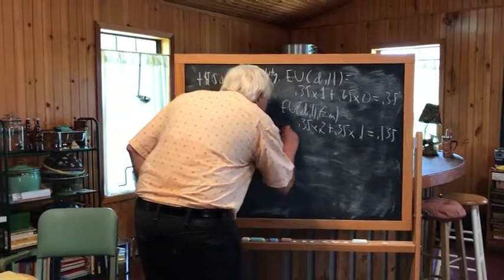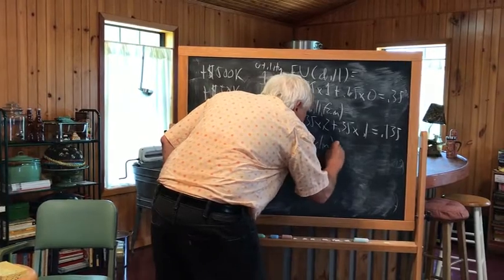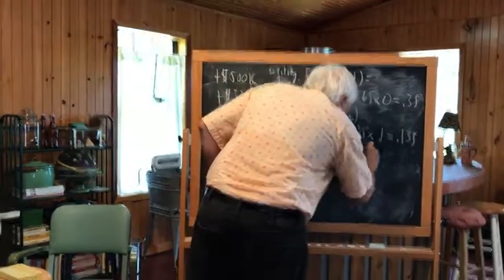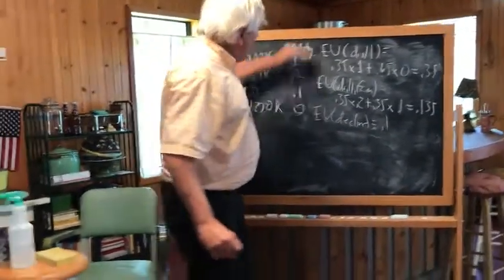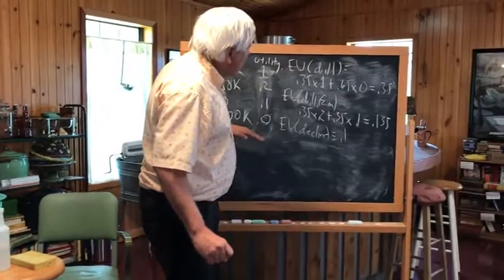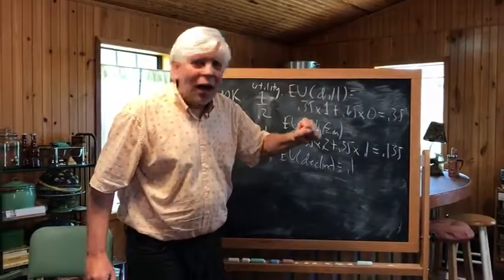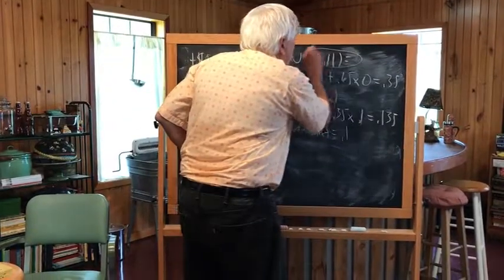And of course, the EU of declining to drill will simply be 1 times the probability of nothing. That's going to be 0.1. And so now, given this set of preferences and this utility scale on these preferences, reflecting large profit attraction, this group will choose to drill and drill alone.